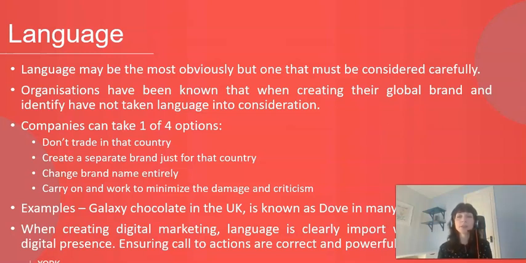Therefore, companies have got a number of different options when it comes to considering trading globally. They could decide just to avoid that country. They're not going to trade in there. They could have a separate brand. So PepsiCo operates a number of crisp brands. They own Walkers in the UK. They own Lay's in America. They own Smiths in Australia, and they've got a number of other ones. Actually, they're all owned by the same company.